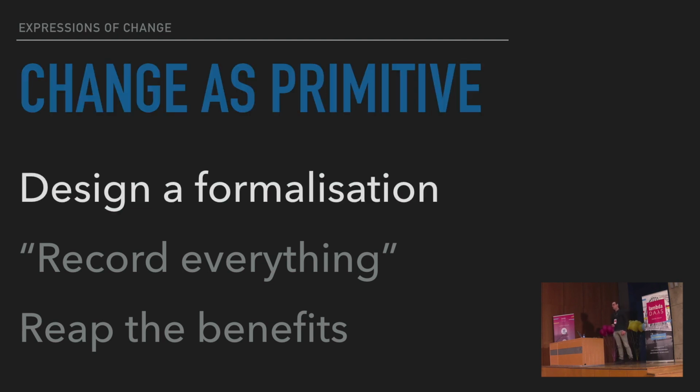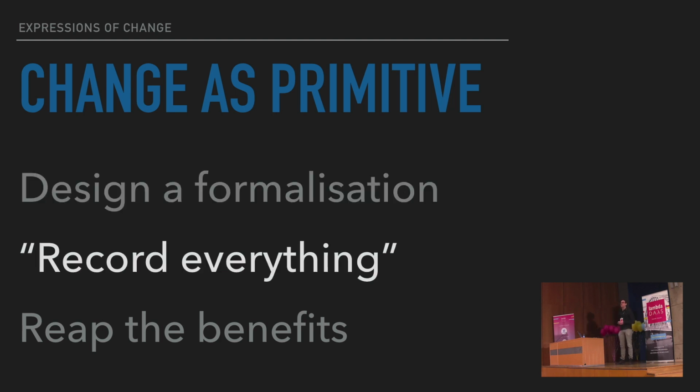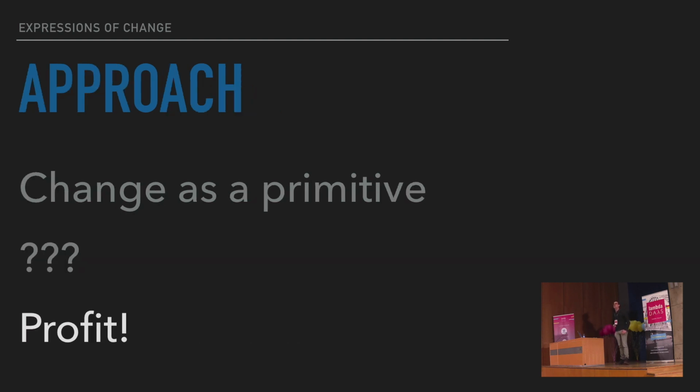And to do that, we first need to actually think about what is program modification. So the question is, what is a good vocabulary to talk about changing programs? And once we've answered that question, we just record everything in terms of that vocabulary. And then, of course, we reap the benefits, and that might remind you of this approach, but at least I have some ideas on how to actually do it in practice.